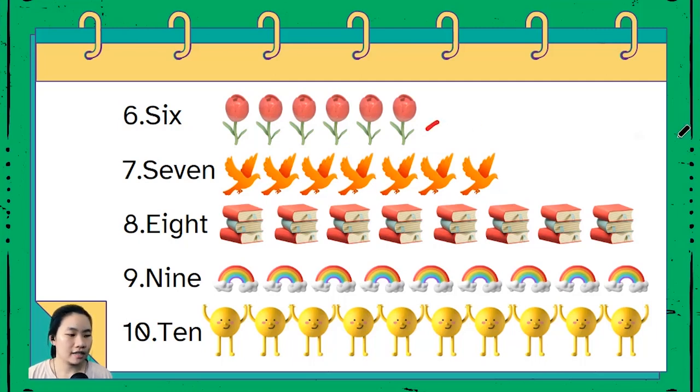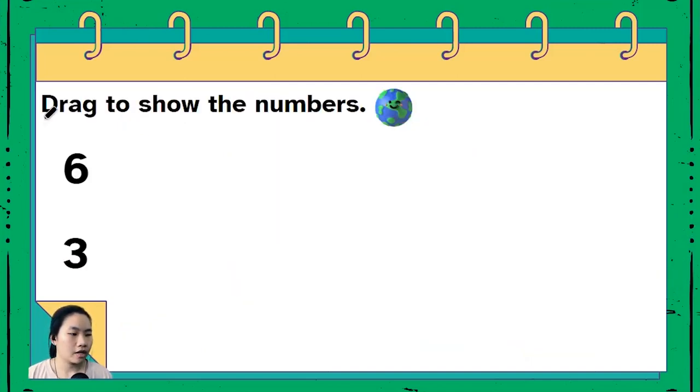We have 6. How many book stacks do we have? We have 8. How many rainbows do we have? We have 9. Good job, everyone. Now we have to drag to show the numbers.